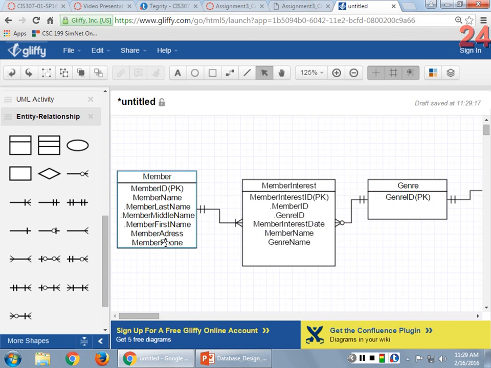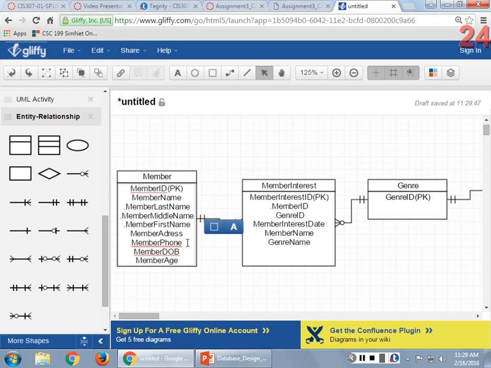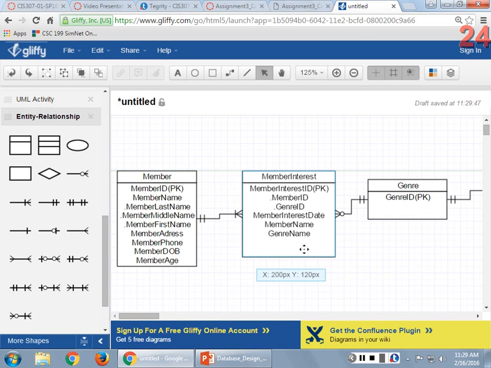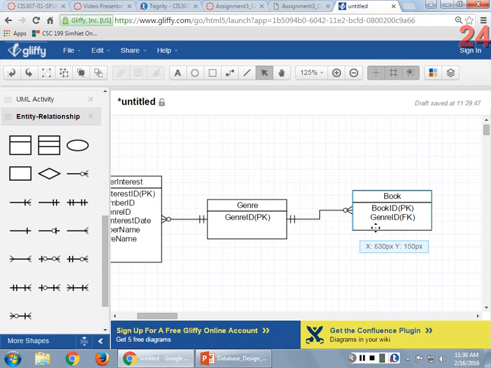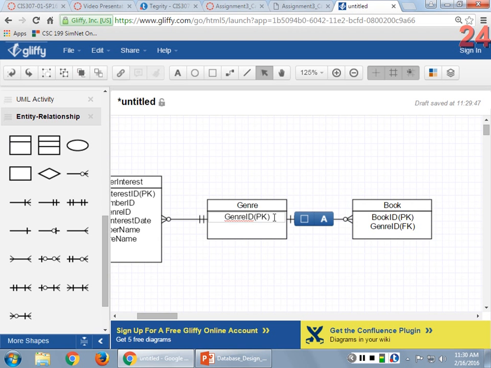By the way, here I will add a couple of things just for illustrative purposes. Something came to my mind. I will add member DOB, which is date of birth, and I will add, let's say, member age. Okay. I'm not thinking about whether those are good attributes or not. I'm just going quickly through this. For genre, I will add what? Genre name. What else?